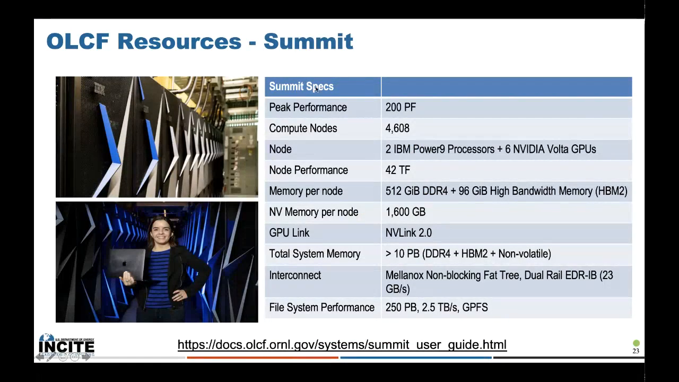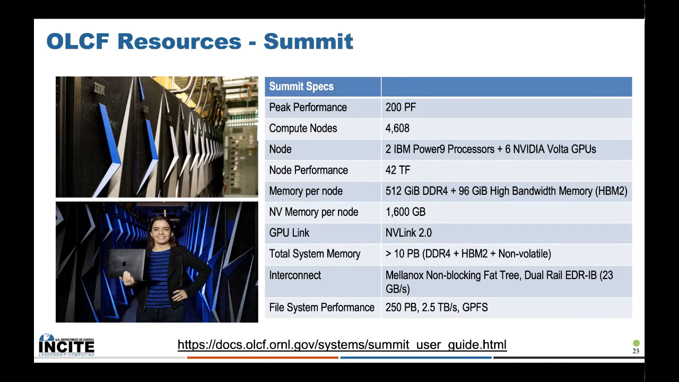So again, we are talking about the resources, and we're starting with Summit. Summit is a flagship machine at Oak Ridge, and is an IBM machine with 4,608 nodes and performance of 200 petaflops. On the node level, its architecture is heterogeneous with 2 IBM Power9 CPUs paired with 6 NVIDIA Volta GPUs. This results in performance of 42 teraflops per node, and obviously very powerful nodes.